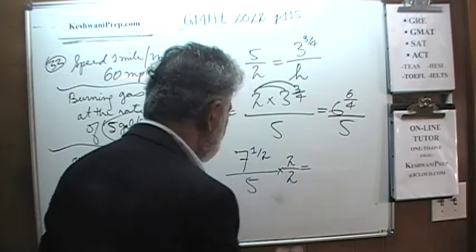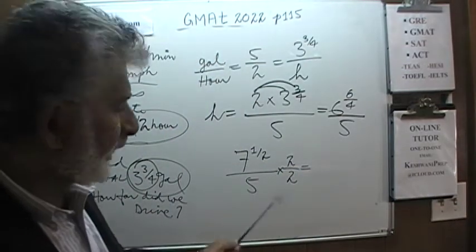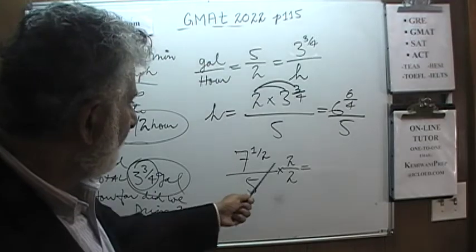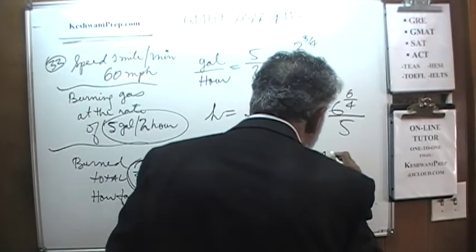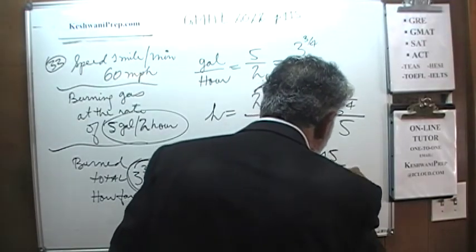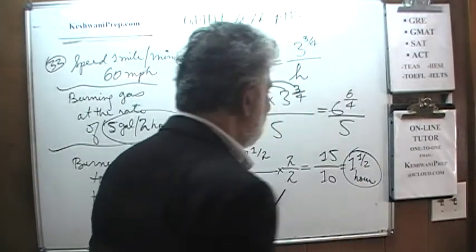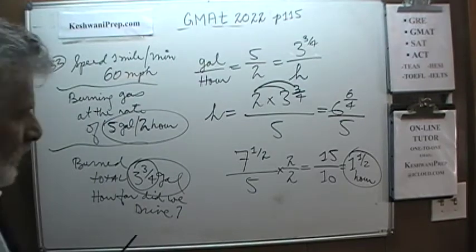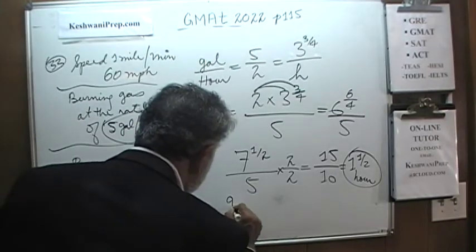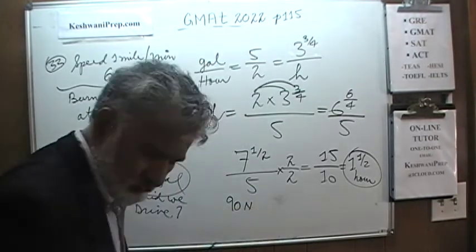We multiply top and bottom by 2 so that we can get a nice 10 at the bottom. 7 1/2 times 2 is 15. 15 over 10 looks like we've been driving for an hour and a half. Or if you like, 90 minutes.